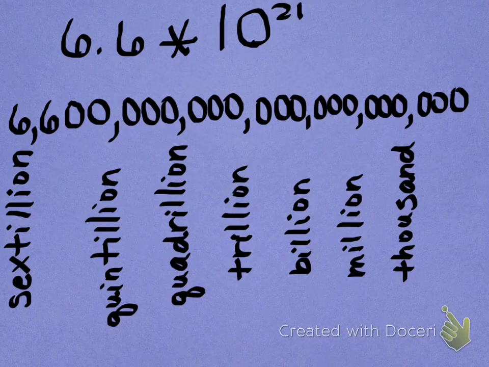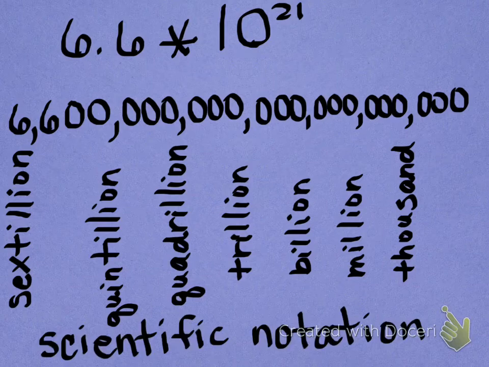Thousands you've seen, millions, billions, trillion you've probably heard of. But as we get down farther to the left, we've got quadrillion, quintillion, and sextillion. Okay, so how would we say this number? We would say 6 sextillion, 600 quintillion. That's a really, really big number.